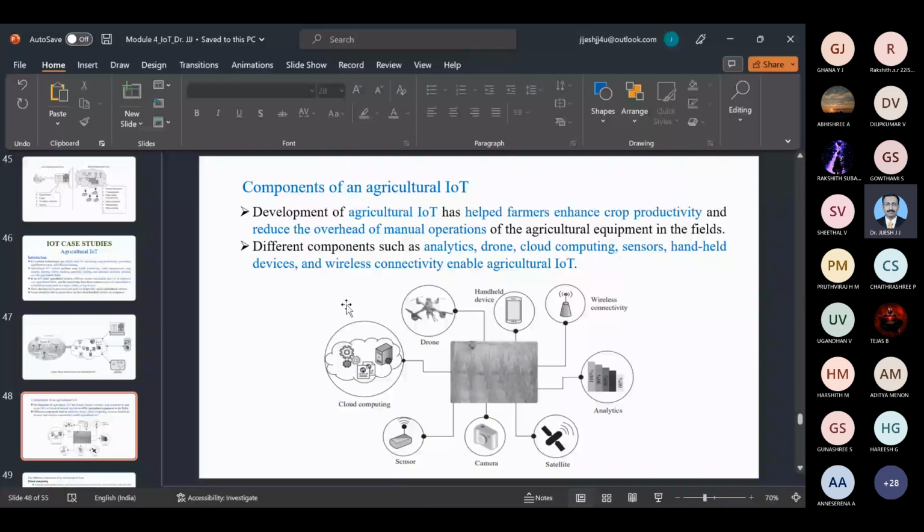So these are some of the things you can see in the figure. We have camera, sensors, cloud computing infrastructure facilities, drone facilities, then wireless connectivity analysis has to be done, then satellite monitoring is there, cameras can be used, handheld devices can be used. These are all the facilities an individual can utilize to monitor the crop productivity of the entire farmland. If you are into this kind of startup, you are going to benefit in many aspects.